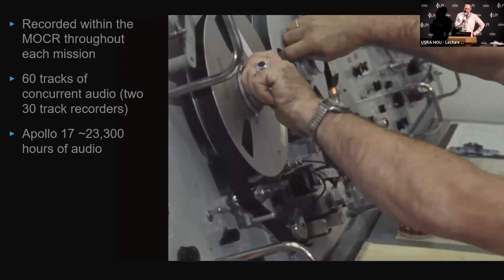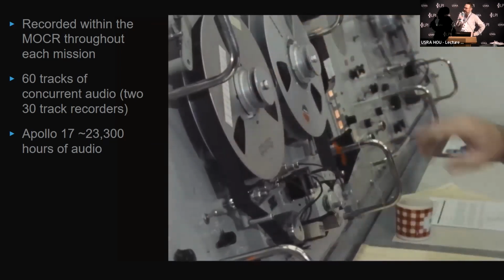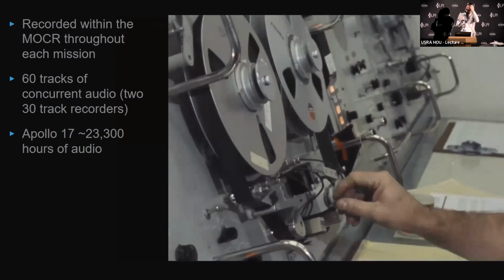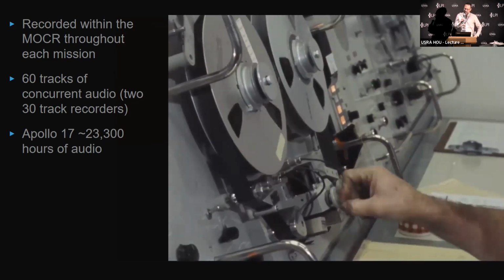These tapes were recorded in mission control throughout all of the Apollo missions, and each of them contains 30 tracks of audio. There are 2 concurrent recorders recording everything that's said in mission control, for a total on Apollo 17 of 23,000 hours of audio.